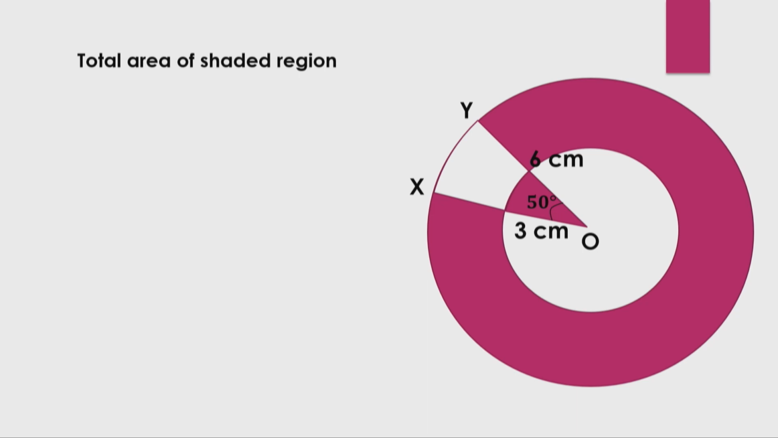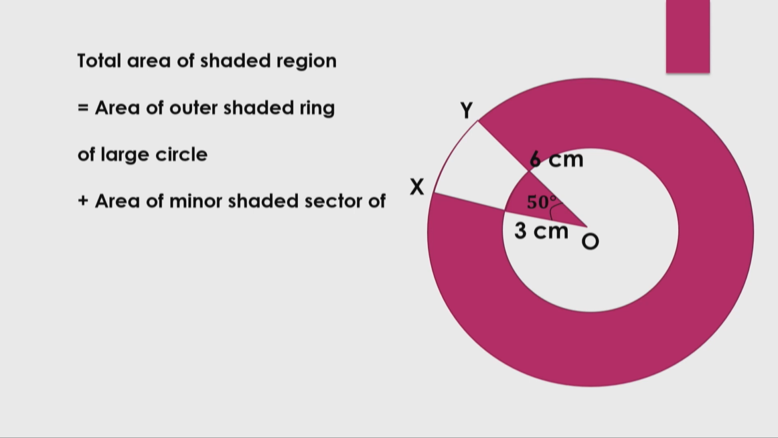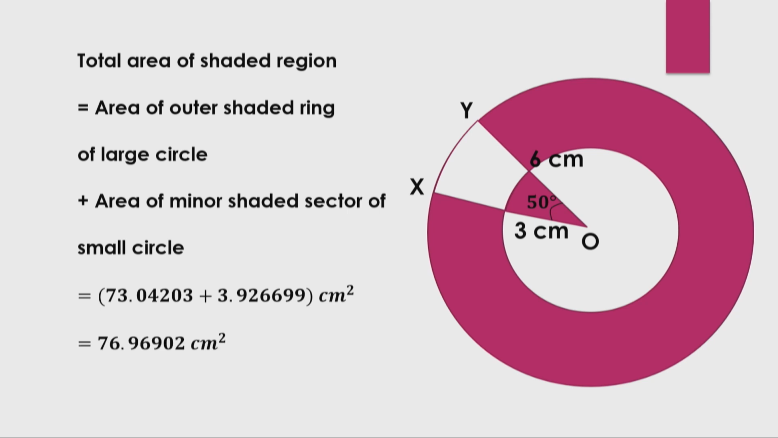Next, the total area of the shaded region is area of the outer shaded ring of large circle plus area of minor shaded sector of small circle. Substituting each value, we get 73.04203 plus 3.926699. Evaluating, we get 76.96902 centimeters squared. Rounding this off to three significant figures, it is 77.0 centimeters squared.